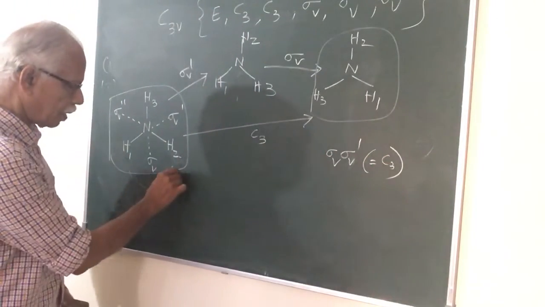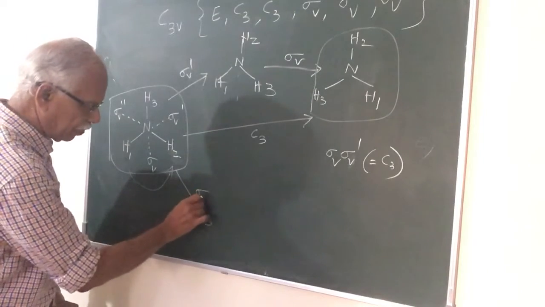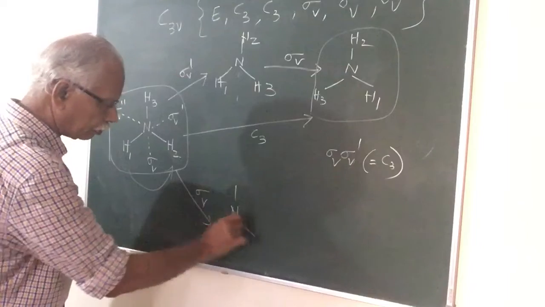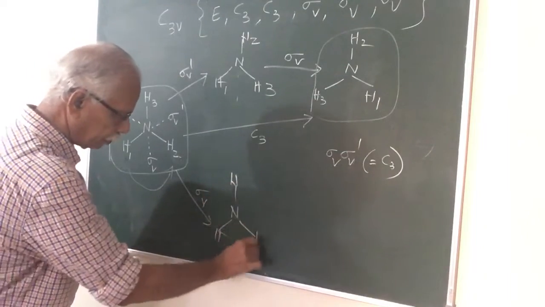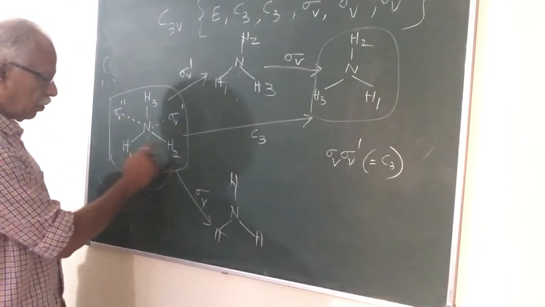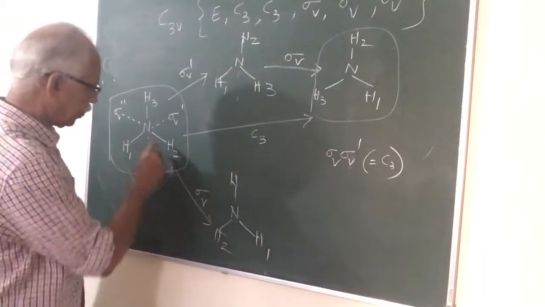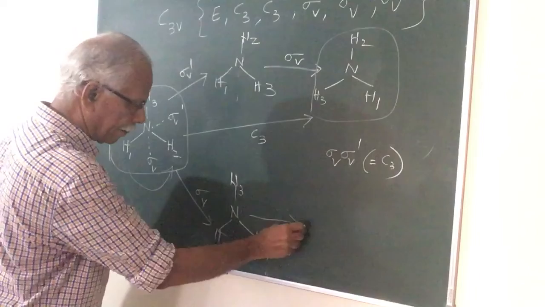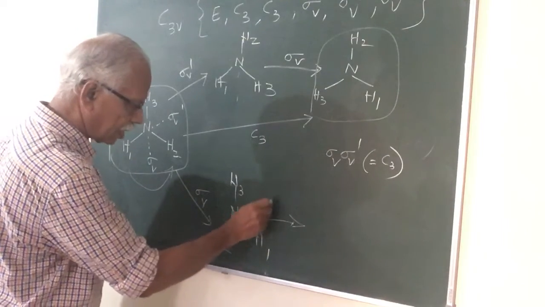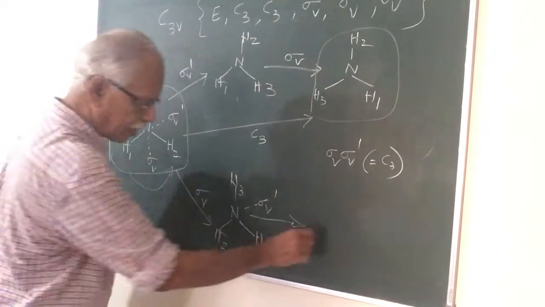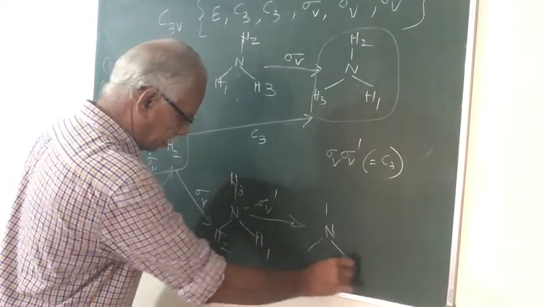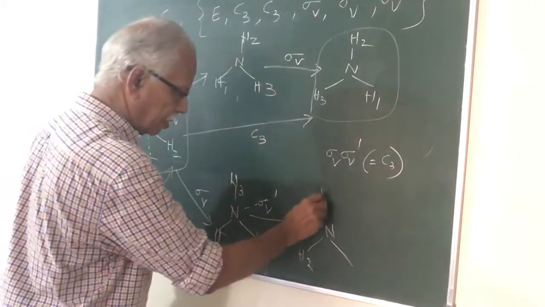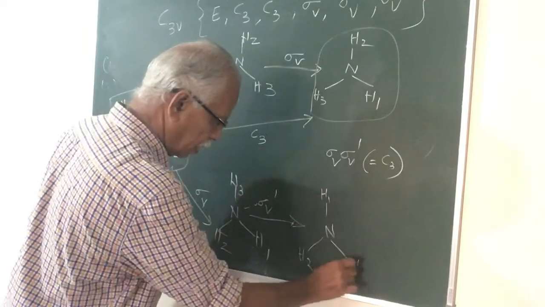Now carry out sigma V first. The picture becomes this. This is done, 2 and 1 are exchanged, 3 remains there. Then sigma V dash, this is the sigma V dash. Hydrogen 2 remains there, 1 and 3 get exchanged, H1 comes here and H3 comes here.